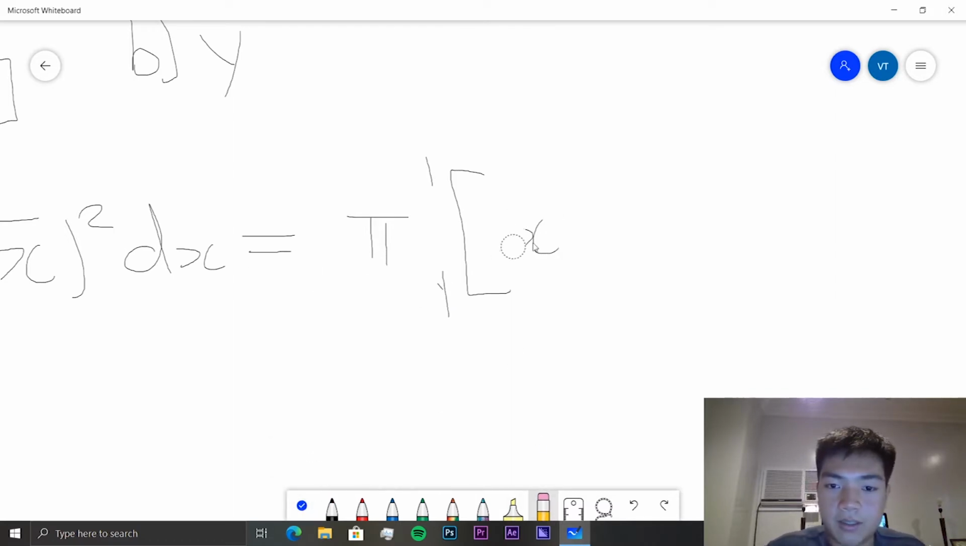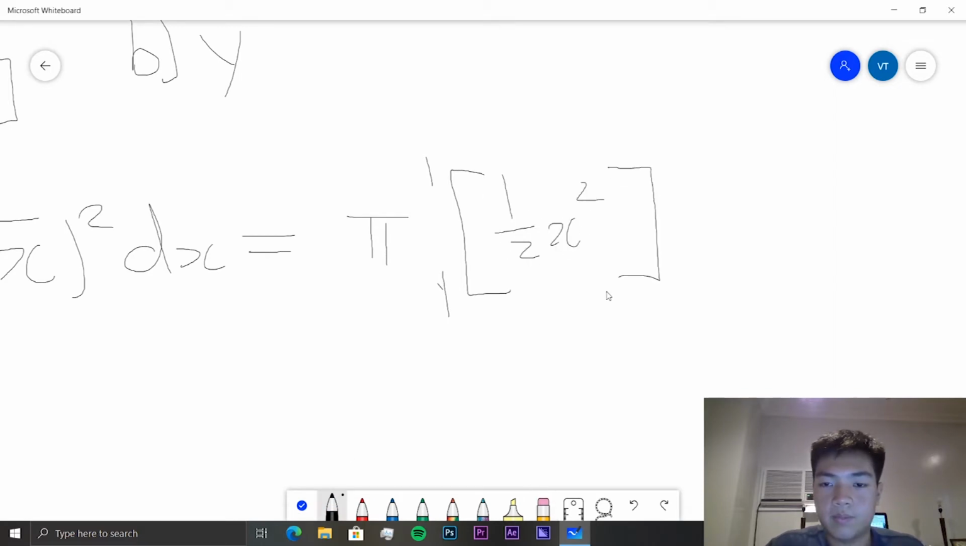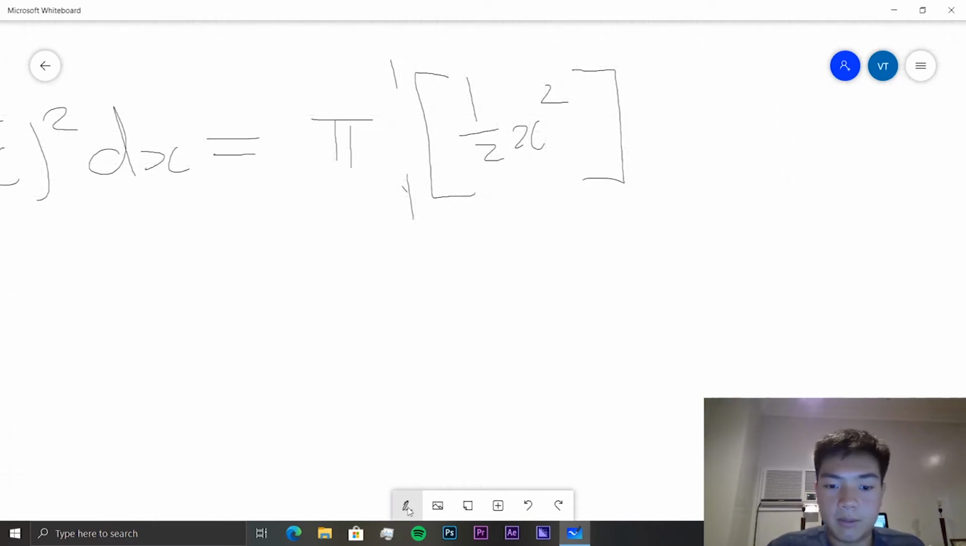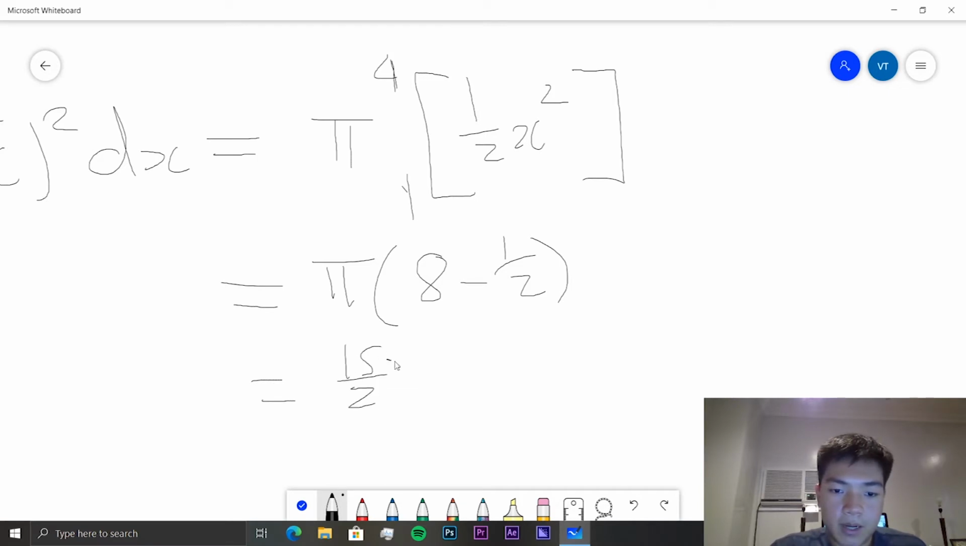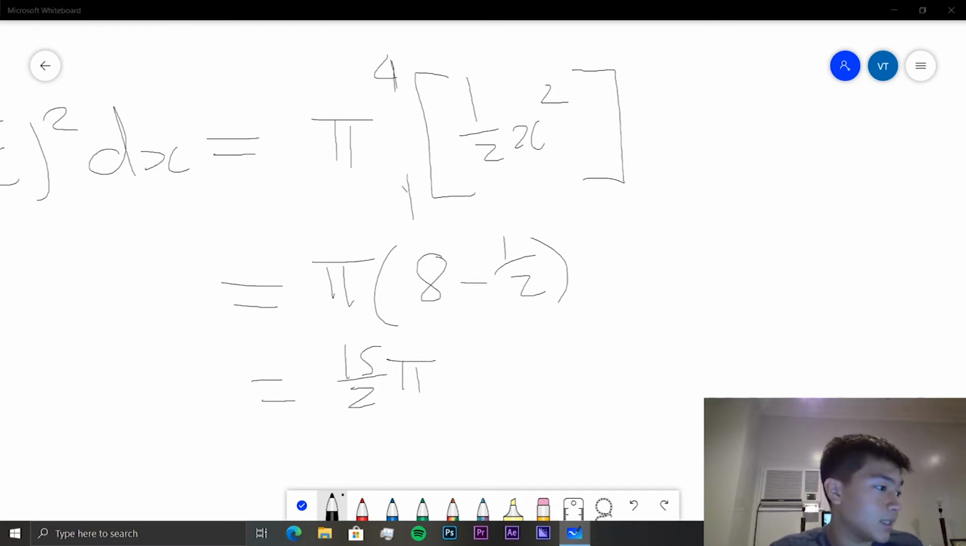So this will be equal to pi times 1/2 x squared, since we have to integrate. And so this is equal to pi times 1/2 times 4 squared, which is 8, minus 1/2 times 1 squared, which is 1/2. So this is equal to 15 over 2 pi around the x-axis.